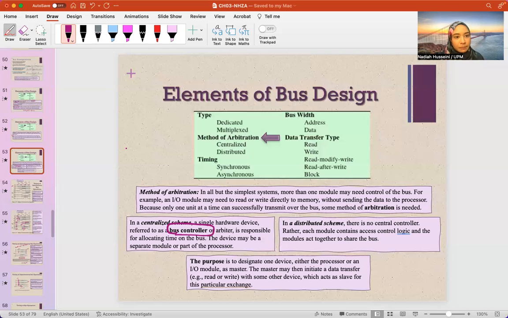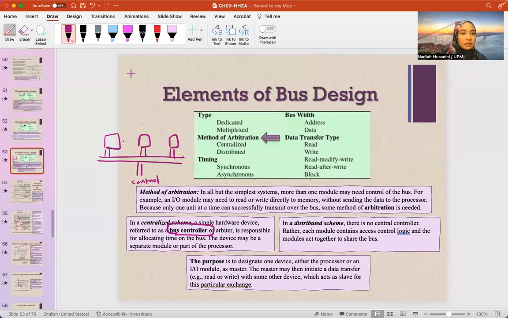You know that you have many bus systems, right? You have a bus system, you have the local bus, and so on. And then you have a bus controller. The bus controller is responsible for allocating time on the bus. So the bus is connected to many devices, and then we have a controller over here, the bus controller.